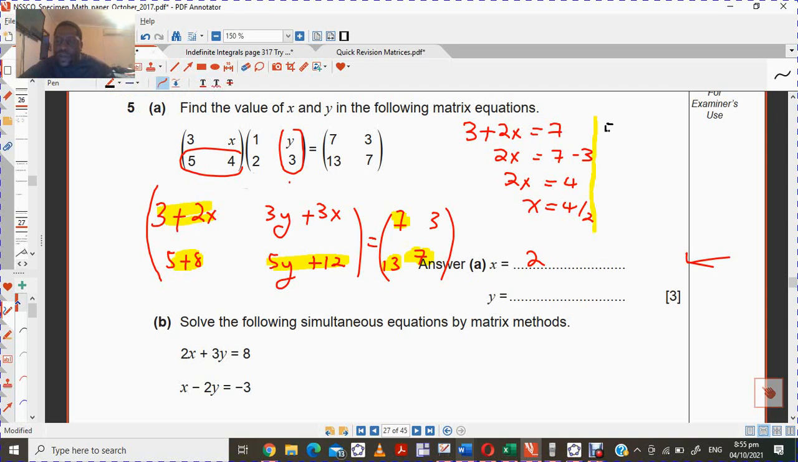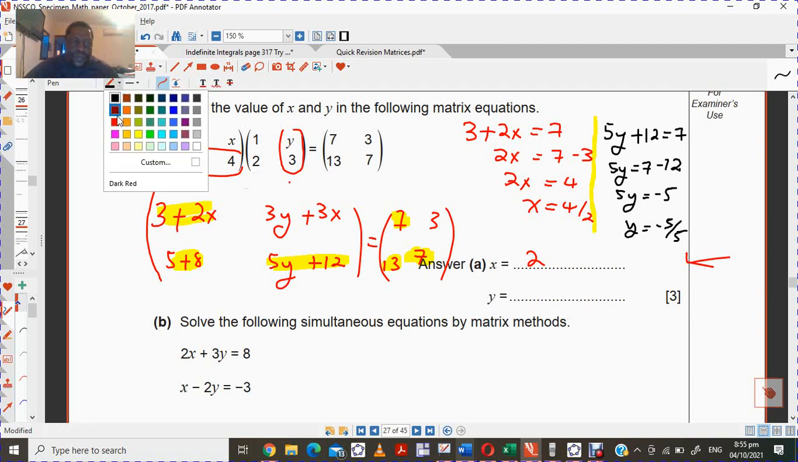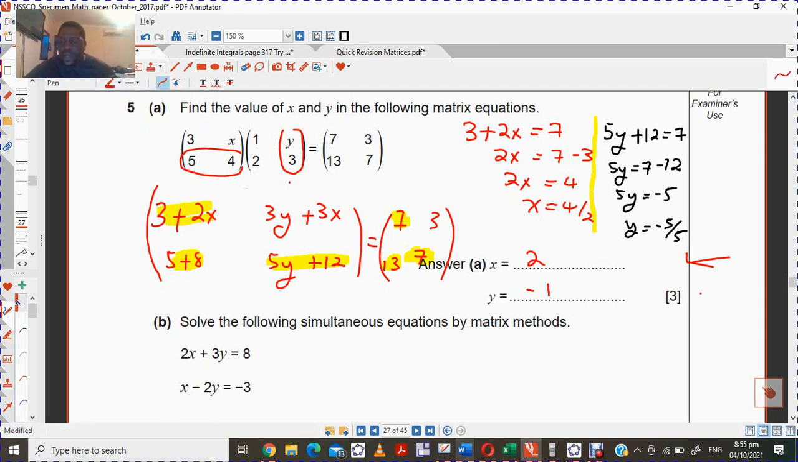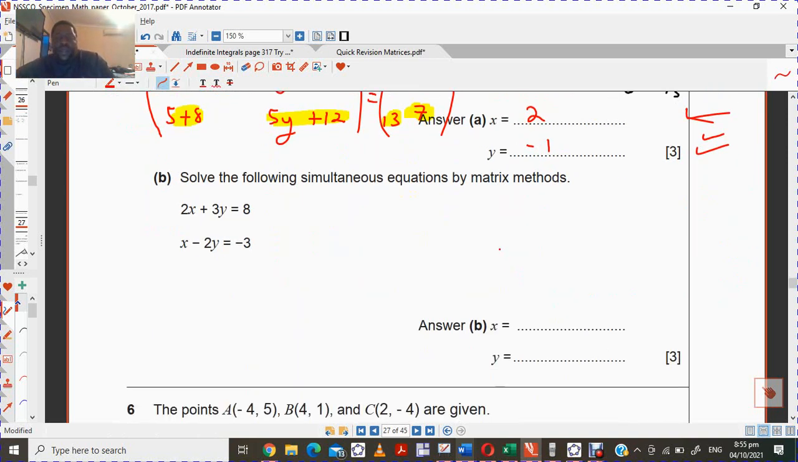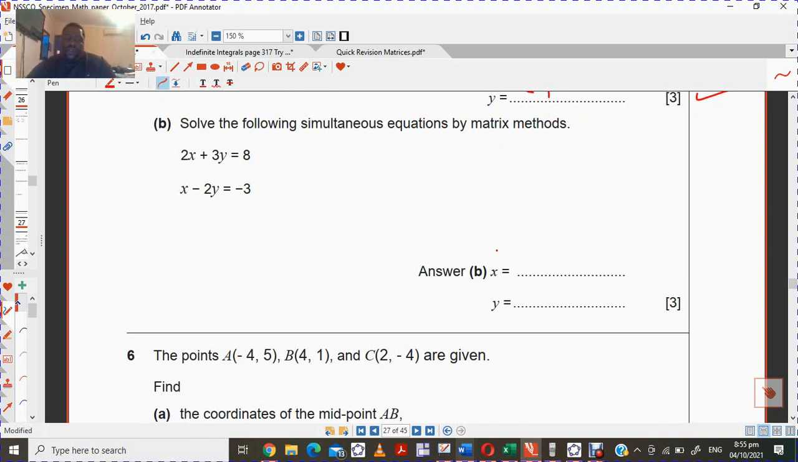So I'm going to have 5y plus 12 is equal to 7. That's 5y equals 7 minus 12. That's 5y equals minus 5. That's y equals minus 5 divided by 5. So my value of y, therefore, is nothing but negative 1. Okay, so that's how you find those two answers. Please have a look at that video there.